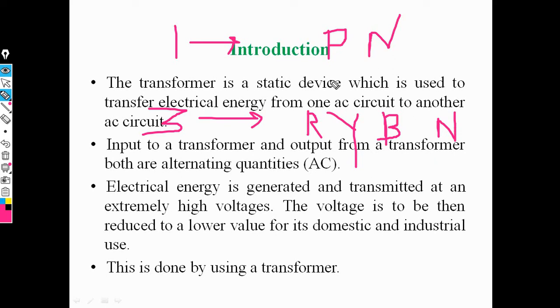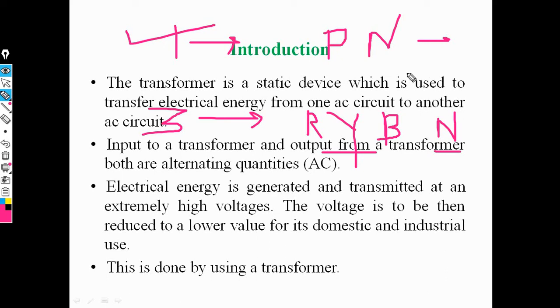In home appliances and domestic use we use single phase supply, but in industry we use three phase motors, and also in railways we need three phase supply, that is R, Y, B and neutral. A single phase transformer is used only for domestic applications, but a three phase transformer is used for maximum voltage.